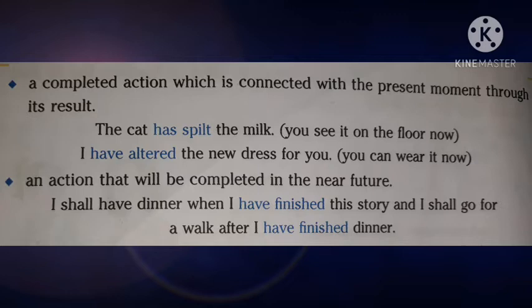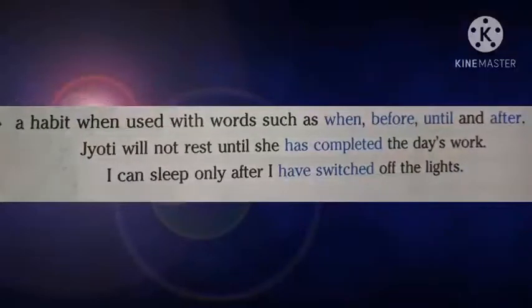The present perfect tense refers to an action that will be completed in the near future. Example, I shall have dinner when I have finished the story, and I shall go for a walk after I have finished dinner. Present perfect tense is used with words such as when, before, until, and after. Example, Jyoti will not rest until she has completed the day's work. I can sleep only after I have switched off the lights.